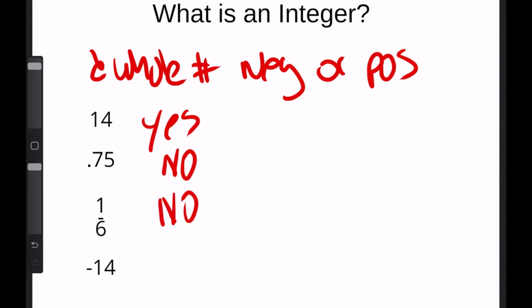And what about negative 14? Is that a whole number? Well, it's a negative number, right? So what does that mean? It just means it's a negative whole number. So negative 14, just like 14 on the top, absolutely an integer. How'd you do on that? Okay, this one wasn't too bad. Let's go to the next one.